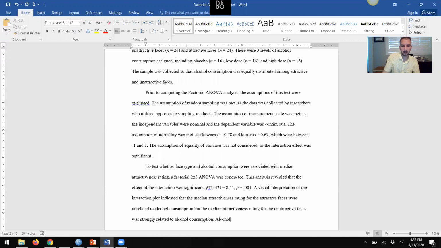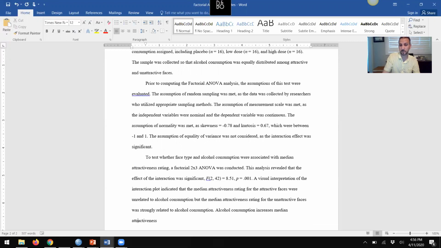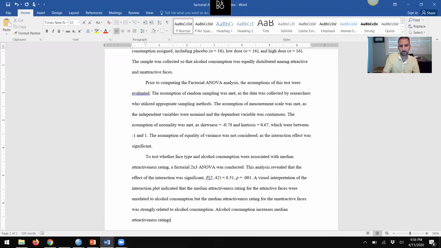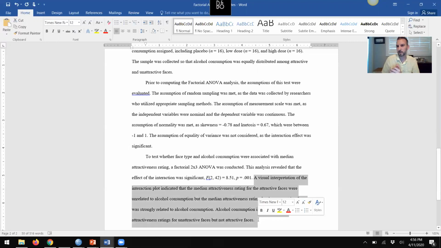Alcohol consumption increases attractiveness. Well, I should probably keep it median attractiveness ratings, right? It's kind of a wordy dependent variable name, but I'm going to keep it. Alcohol consumption increases median attractive ratings for unattractive faces, but not attractive faces. Okay, so what this sentence does is I've really tried to unpack what did we find.